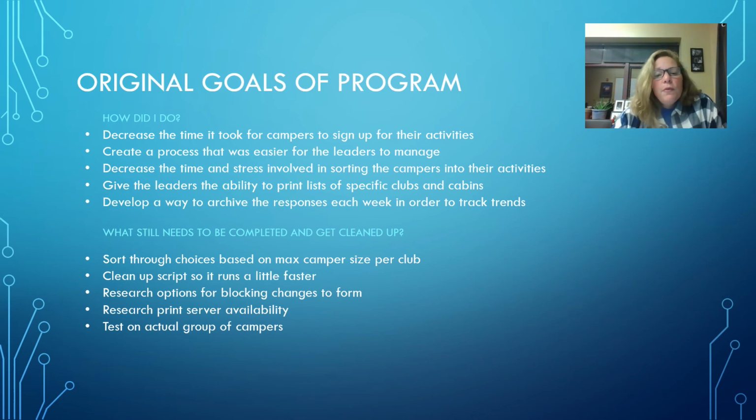Develop a way to archive the responses each week in order to track trends. Google Forms already tracks responses and has graphs and things like that on the other side of their form, but I've also set up that archive so they can go in and see, okay, for the summer of 2020, nobody really signed up for the fossil pit, so we probably shouldn't be offering that as an activity anymore. So that's something they can go back and look at.